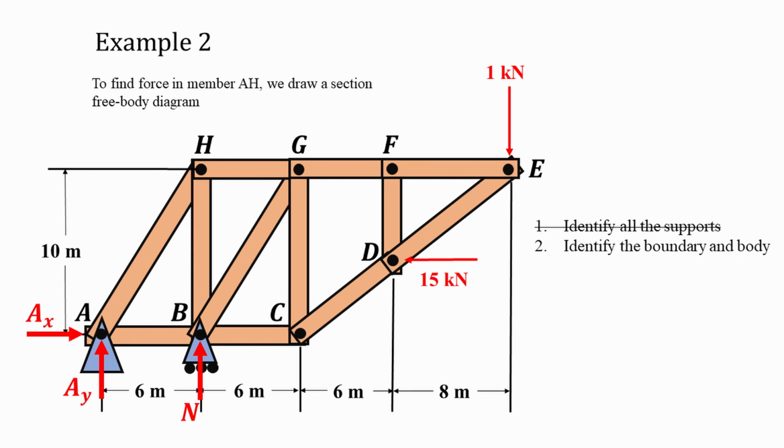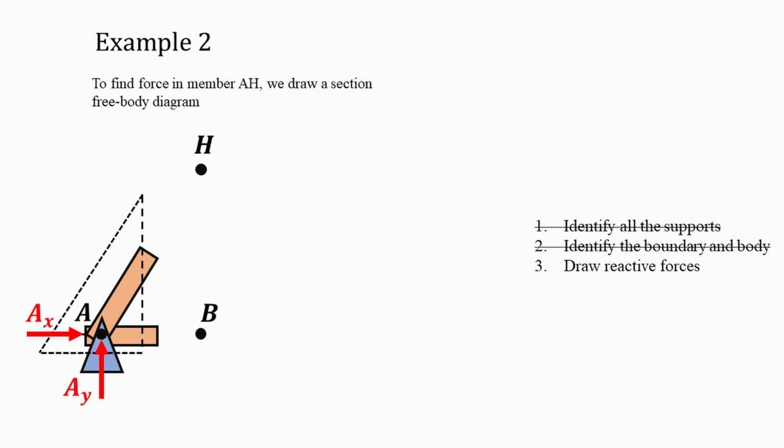Step 1. Identify all the supports. Since we did it already, we can skip it. Step 2. Identify the boundary and the body. Step 3. Draw reactive forces. In the main free body diagram, we already identified reactive forces at pin A, and assume we have calculated the values of AX and AY.